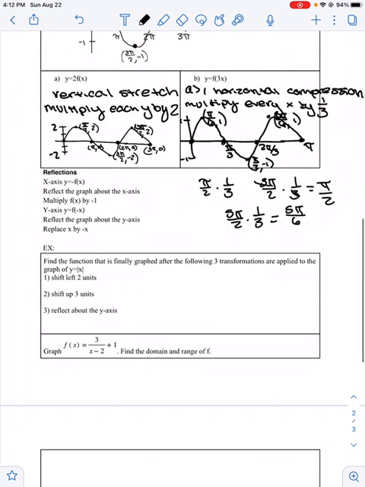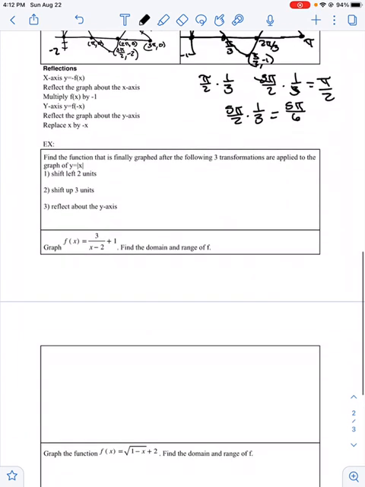And then there's that graph. Next, we have reflections. So x-axis reflection is when the negative is in front of the function. Y-axis is when it's inside, and then you just flip it based on which reflection you have.